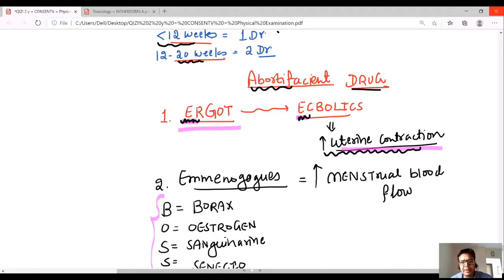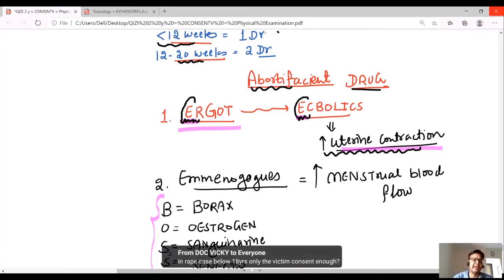So what is the trick to remember? E for ergot, E for ecbolic. It increases uterine contractility and causes abortion. This is ergot.